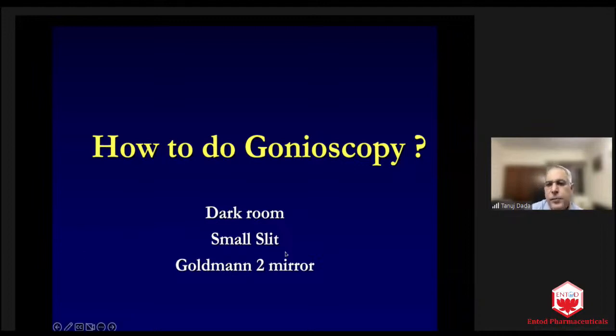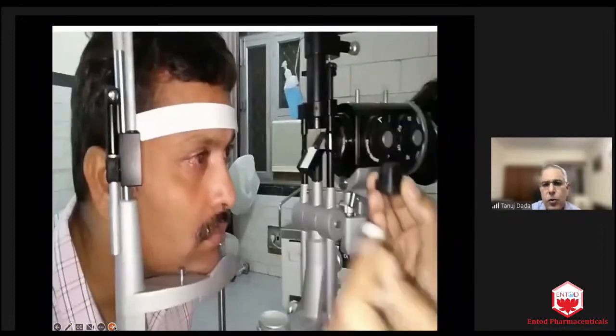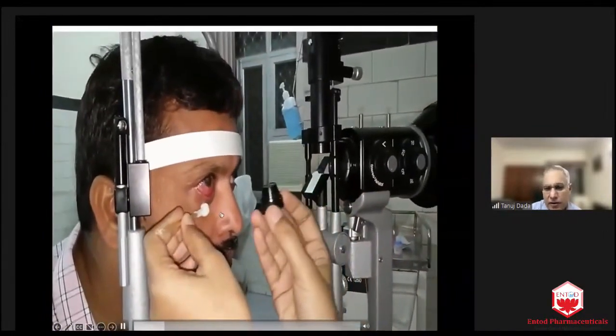And initially, you can purchase the Goldmann 2 mirror. That is quite good for starting gonioscopy to see the superior and inferior angle. And later on, you may purchase different types of indentation gonioscope once you learn the technique. But for beginners, this is the ideal gonioscope to start with. So this is the technique.